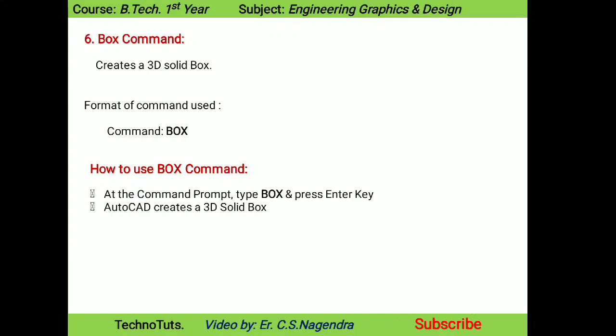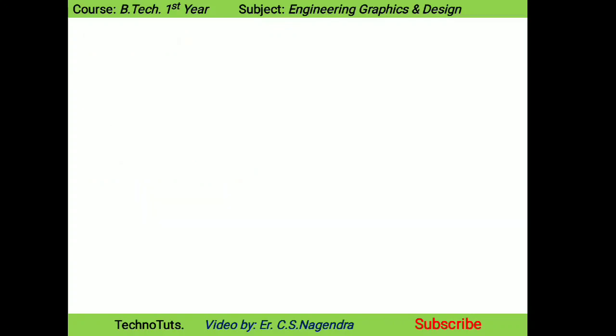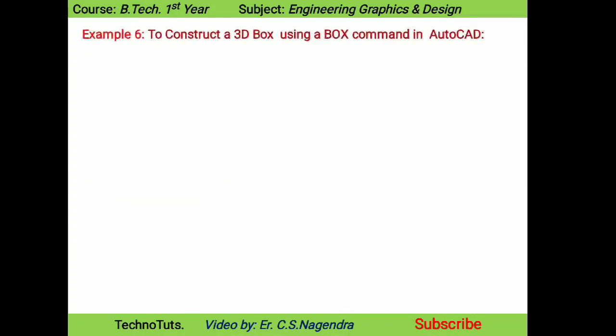At the command prompt type box and press enter key. Then AutoCAD creates a 3D solid box for you. It is just a very simple command. At the command prompt just type box and press enter key. Give the dimensions of whatever dimension you have to draw, and press enter key. The 3D box will get constructed on the screen.